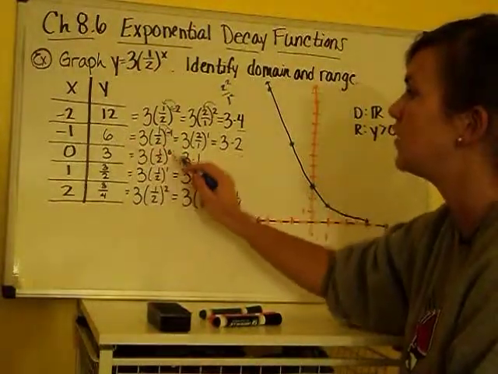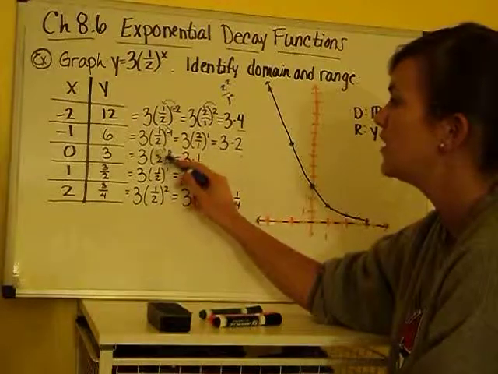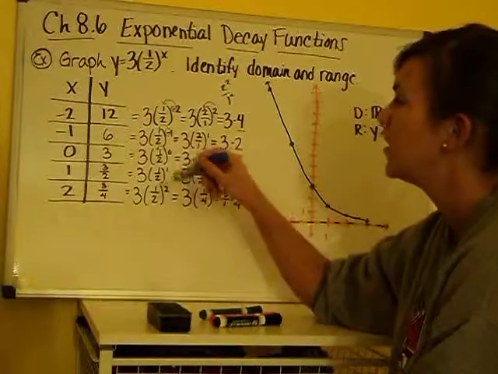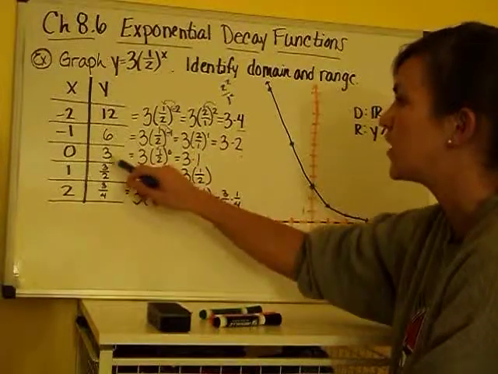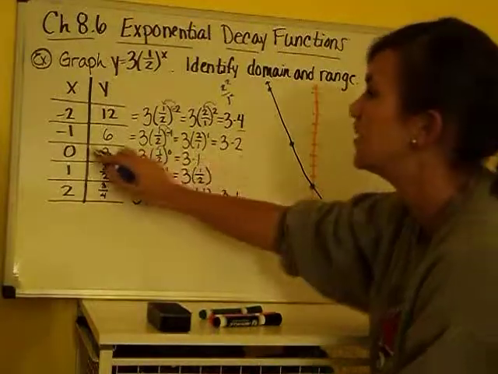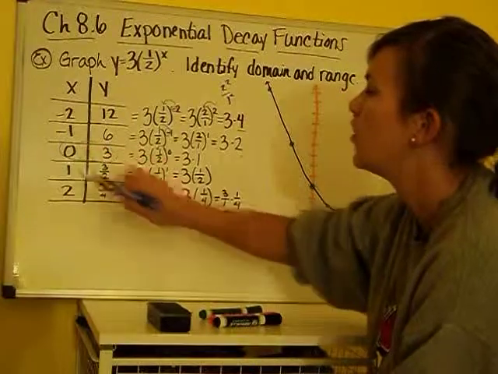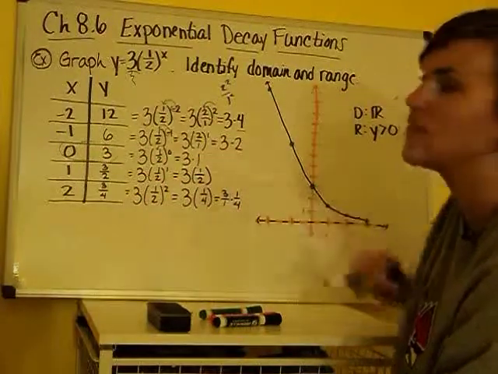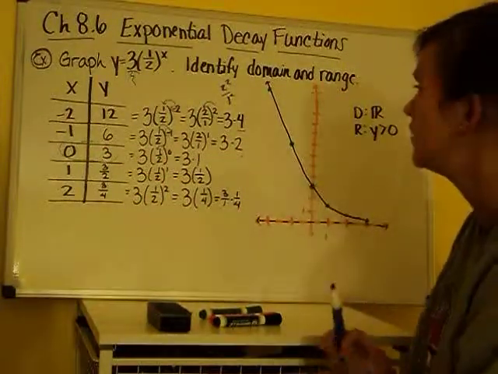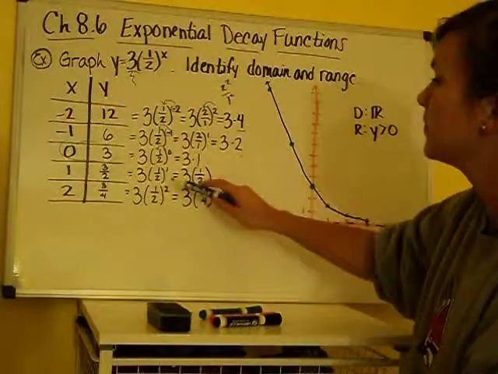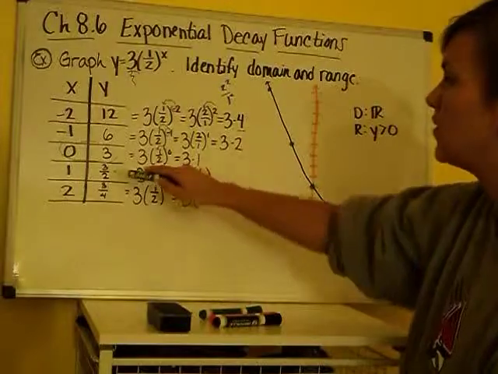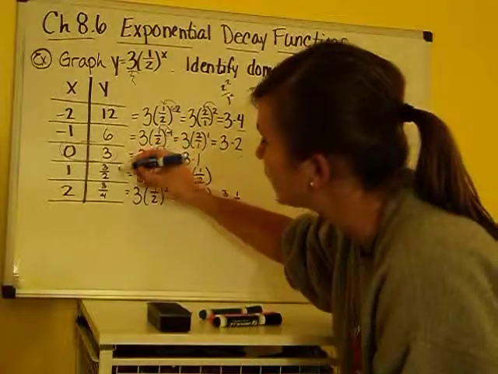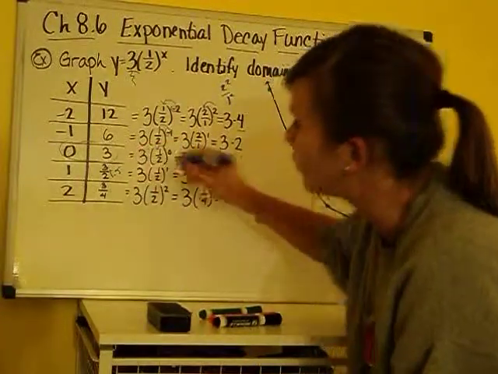When we put in 0, we get 3 times 1/2 to the 0 power. So 1/2 to the 0 power is 1. 3 times 1 is 3, which, this being our y-intercept, that is our a, so it checks out. Good. When we put in 1, 1/2 to the first power is in fact 1/2. Times 3, we get 3/2, or for my decimal friends, 1.5.